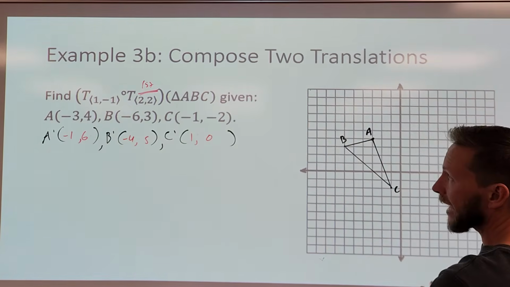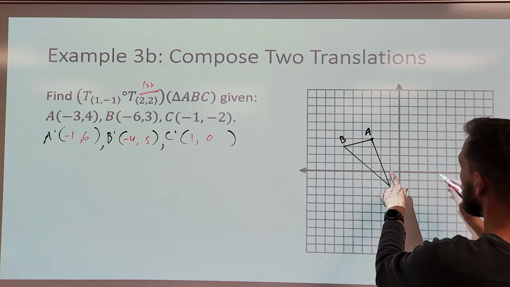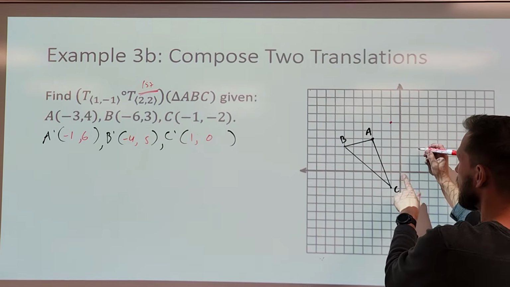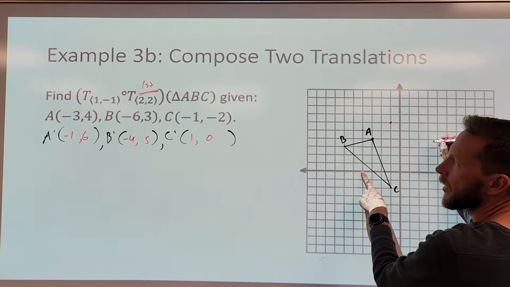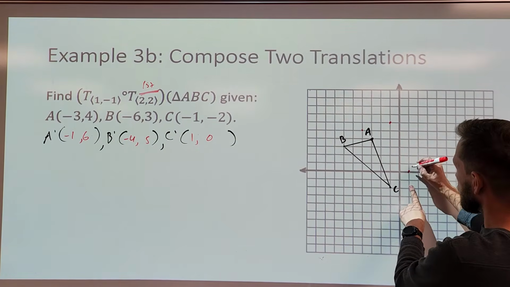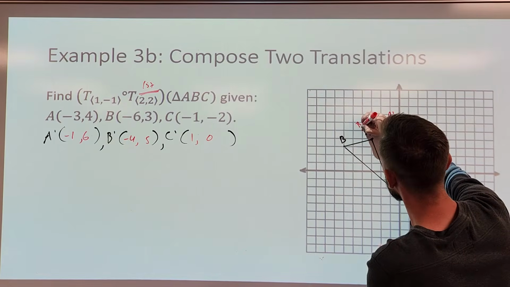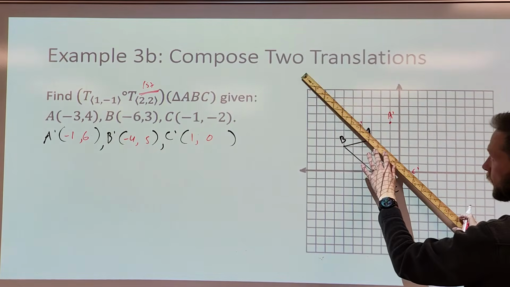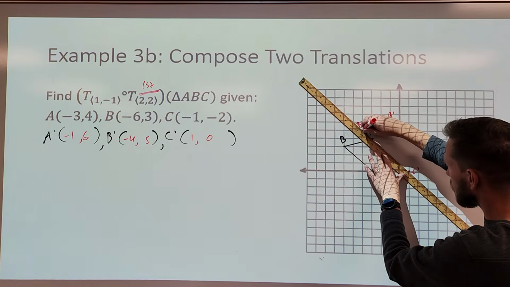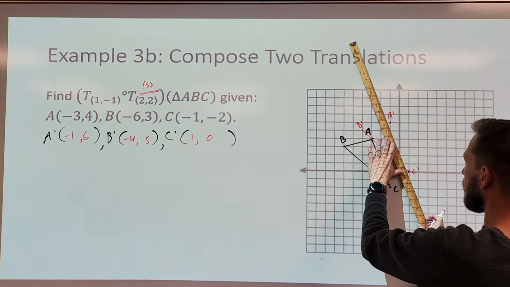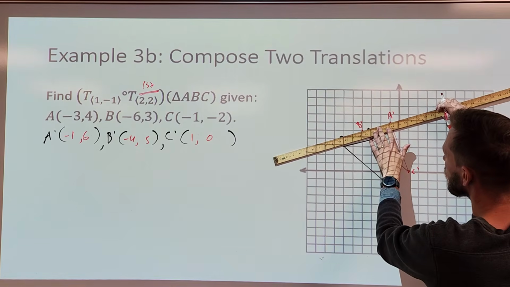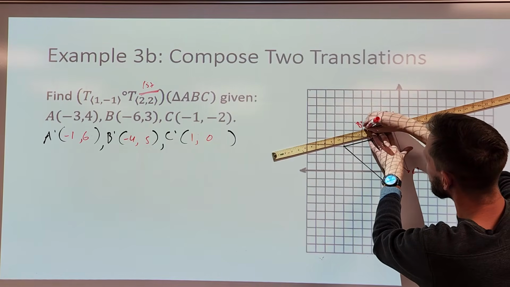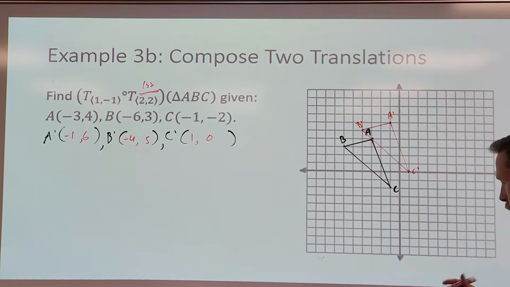And we are going to have now these locations: (-1, 6), (-4, 5), and (1, 0). This is our A prime, B prime, C prime. So we are doing this incrementally. We're working again from the inside out to make sure that we understand what the final result is in relation to our original triangle.